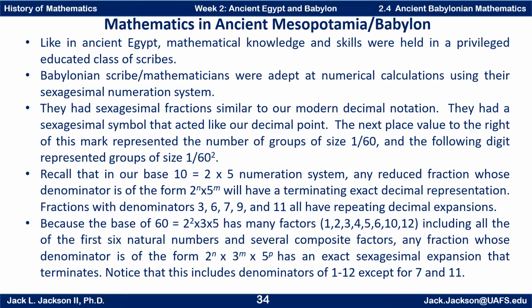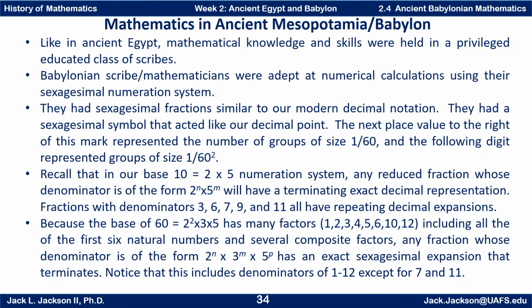But in base 60, the prime factors are 2, 3, and 5. In fact, the prime factorization is 2 squared times 3 times 5. It has lots of factors. 1, 2, 3, 4, 5, 6, 10, and 12 are natural number factors of 60. It includes all of the first 6 natural numbers and several composite factors. Any fraction that has a denominator of the form 2 to the n times 3 to the m times 5 to the p, in other words, once you reduce the fraction, if the denominator has only prime factors of 2, 3, and 5, it will have an exact sexagesimal expansion that's going to terminate.